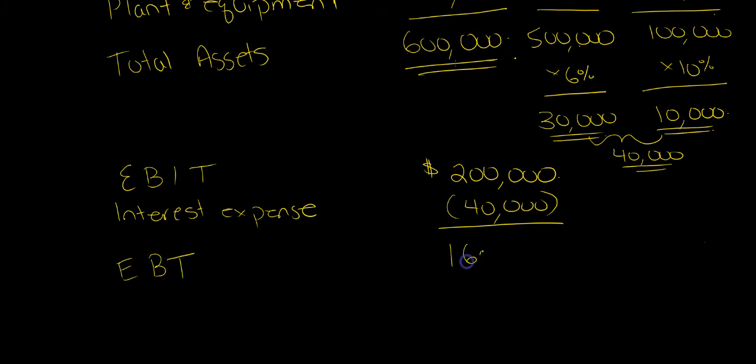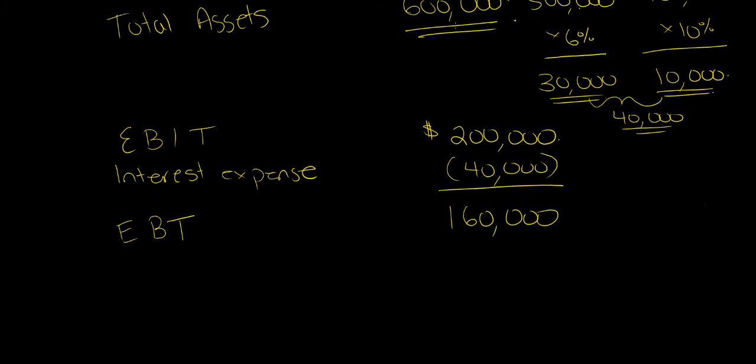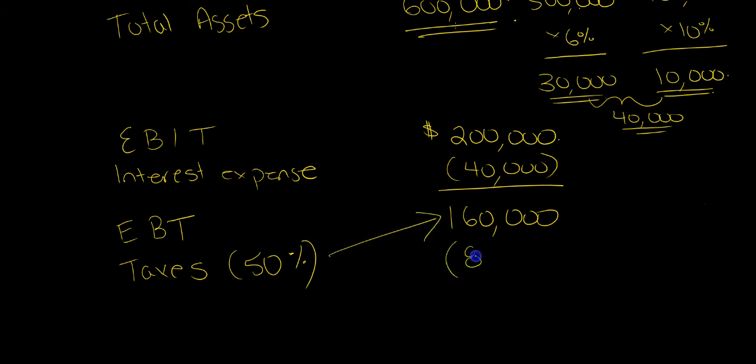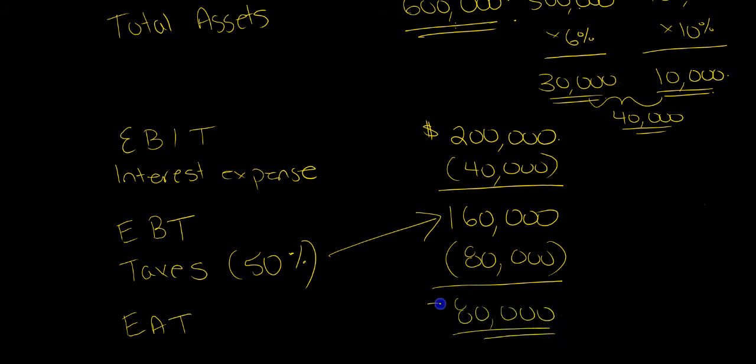And so that's 160,000. And in this scenario, I'm just going to pretend my tax rate is 50%. So that's 50% of the 160. So if I take 160 times 0.5, that means I'm paying half of that in taxes. And then earnings after tax will be 80,000. Okay, so then we'll take a look at a more conservative approach in the next video.